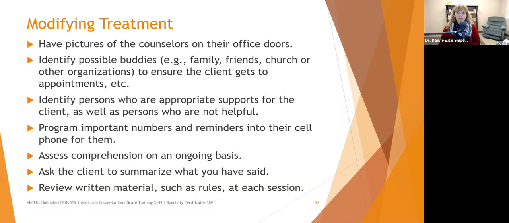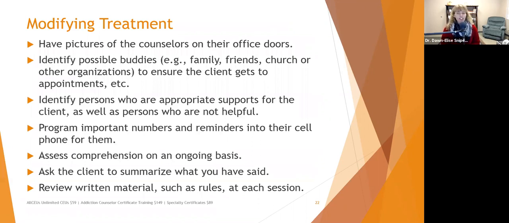Identify possible buddies to ensure the clients get to appointments. So who are supportive people in their environment that can help them get their needs met? Identify people who are appropriate supports for the client, as well as people who are not helpful. So it's important to talk about those people who are not good influences and don't make them feel good. Program important numbers and reminders into their cell phone for them, with permission, of course.